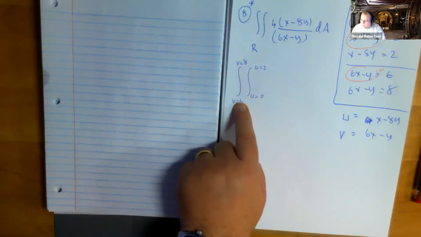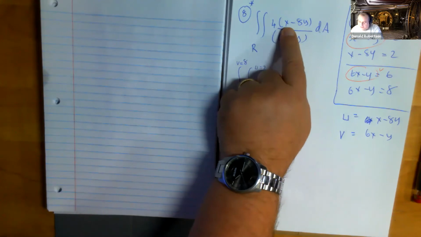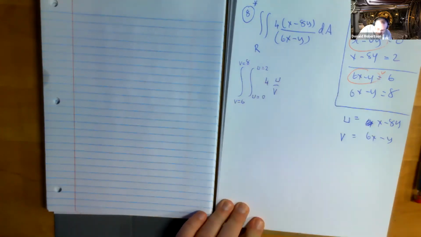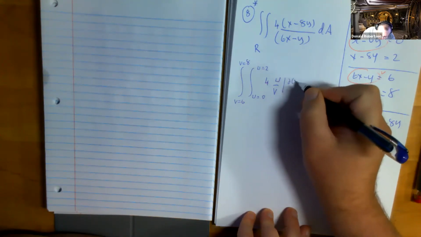Does that seem reasonable? Now, I have a 4. The other clue is here. Would you agree that that guy and that guy are very good candidates for the u and the v? I'm calling the top one u, calling the bottom one v. Now, we do need to do the Jacobian. And we're finished, right?